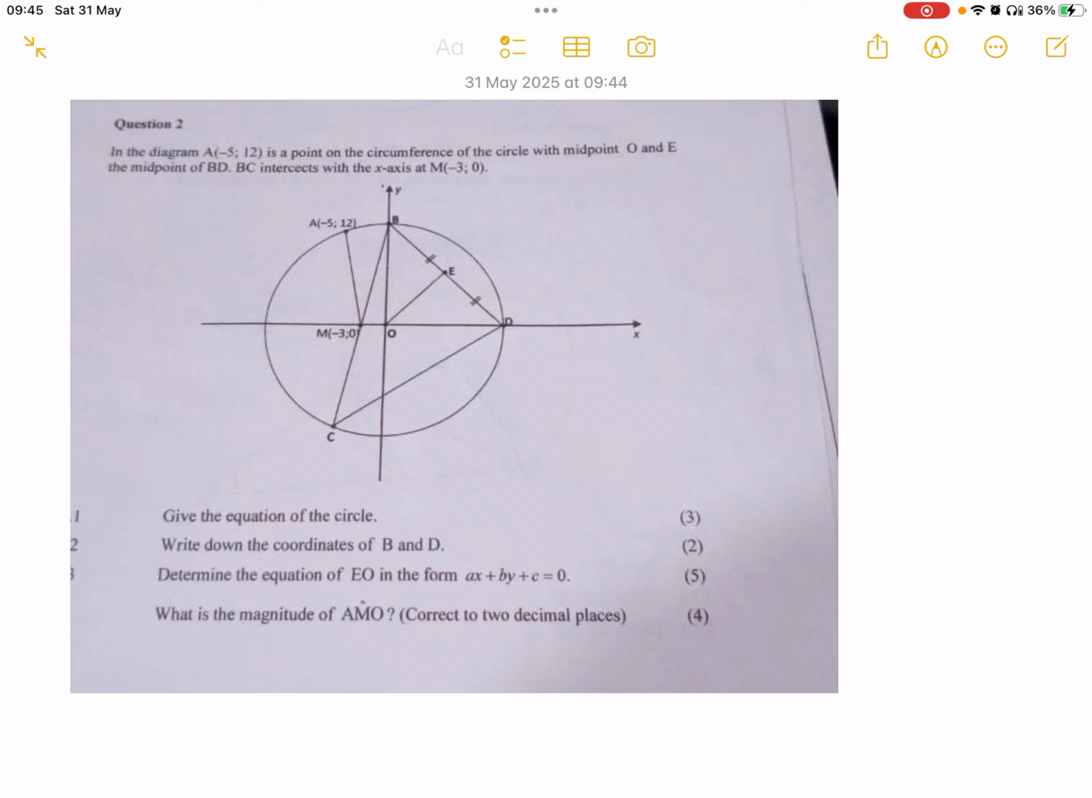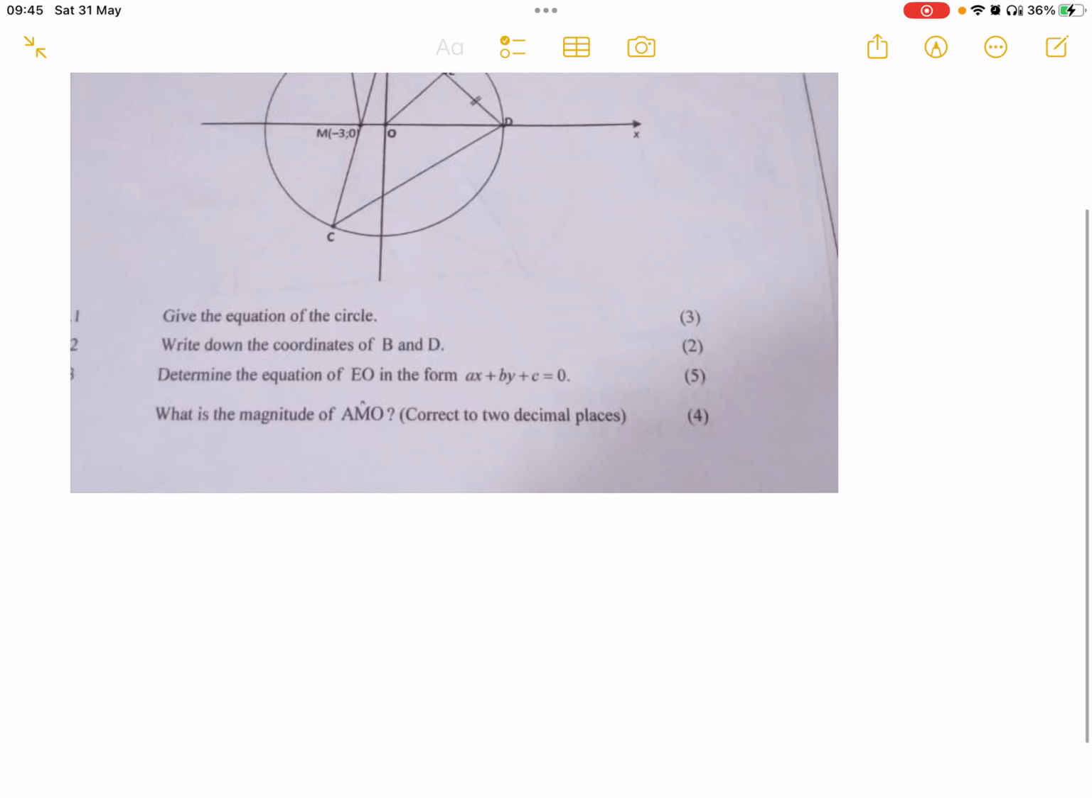Right. So first things first, the circle has a center at O. That's one thing to identify. Because they did not indicate anywhere that M is the center, you cannot mistake that information. So the first starting point is to determine or give the equation of the circle.